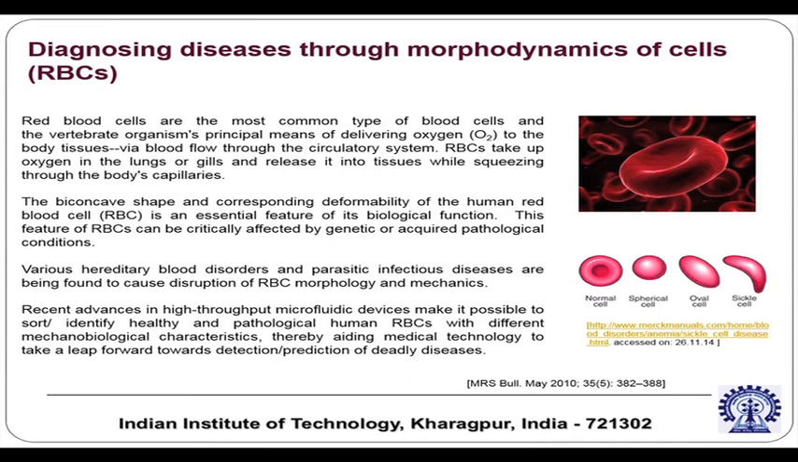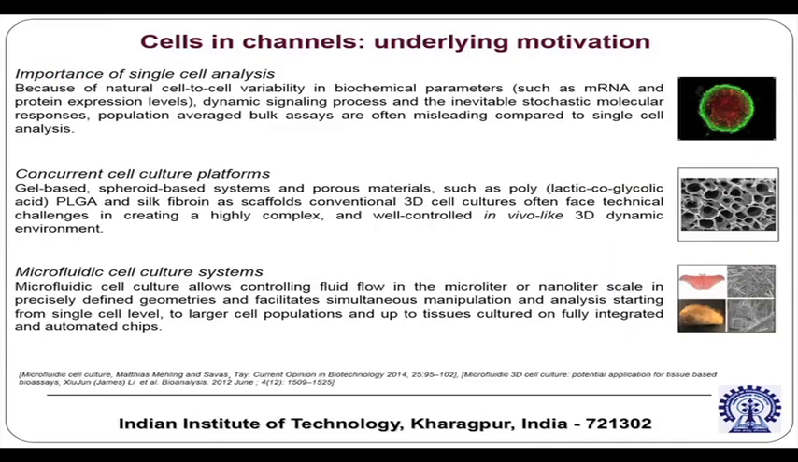Various diseases, I will not go into the details, will alter the morphology of the red blood cell, and when the morphology of the red blood cell is altered, if one can identify that properly, then that can give rise to the detection of several possible diseased conditions.